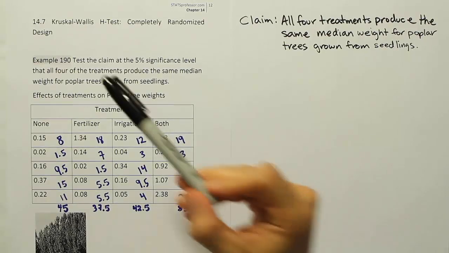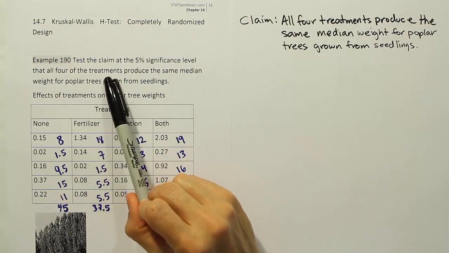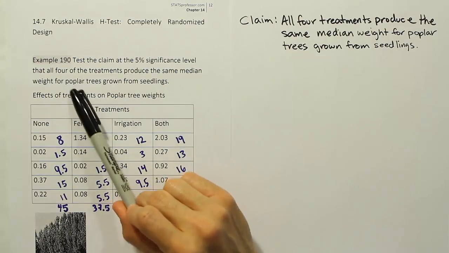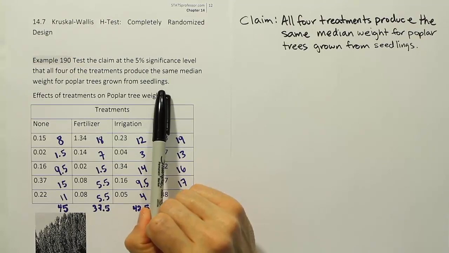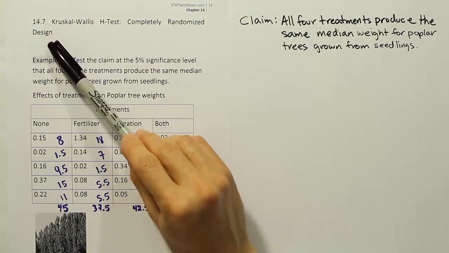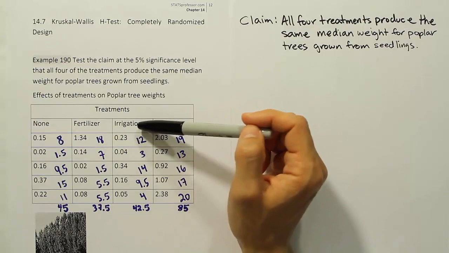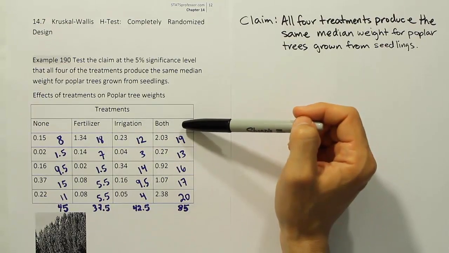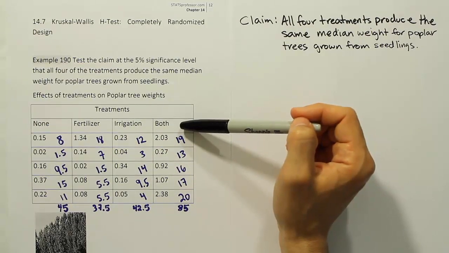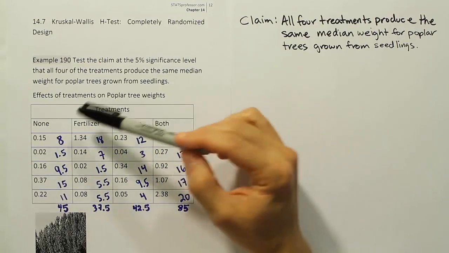Example 190. Test the claim at the 5% significance level that all 4 of the treatments produce the same median weight for poplar trees grown from seedlings. You can look at the data here and tell that it's a completely randomized design. They have 4 treatments: essentially none or a control group, a group that gets fertilizer, a group that gets irrigation, and a group that gets both fertilizer and irrigation at the same time. They're essentially 4 independent samples that we're looking at.